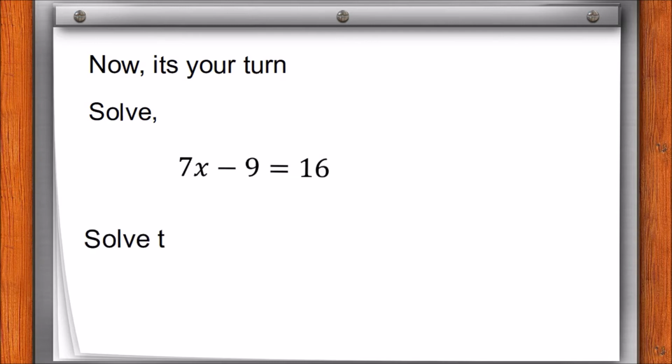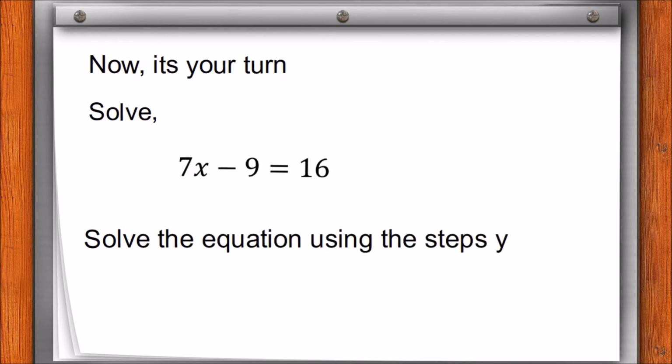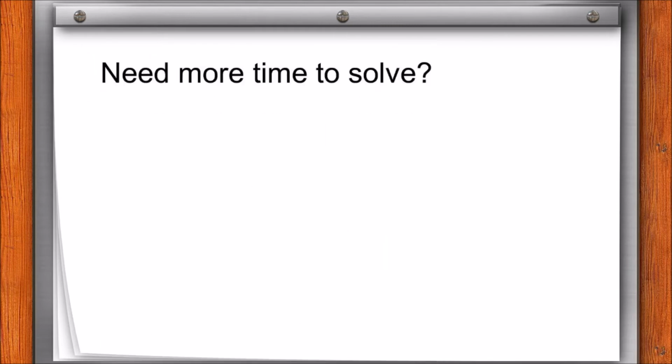Now, it's your turn. Solve the equation 7x - 9 = 16. Think. Solve the equation using the steps you learned earlier in this video. If you need more time to solve, you can pause the video till you solve, and then check the answer. Solution. x = 25/7.